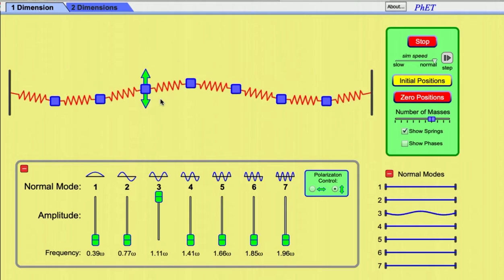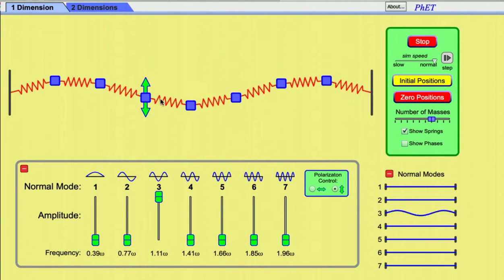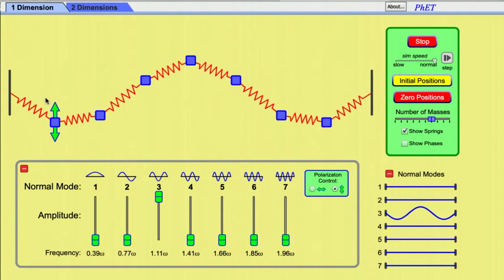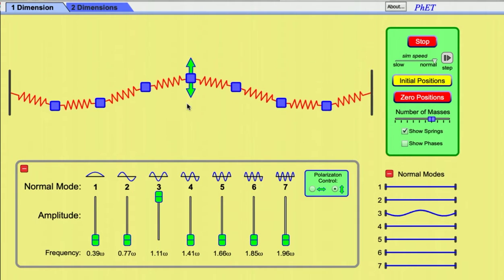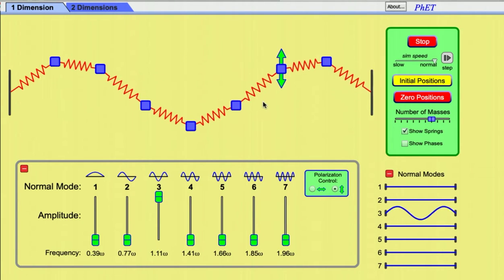And for light, it's similar. The light vibrates up and down as it moves side to side. So here, the vibration is perpendicular to the direction of motion. So this is called a transverse wave.